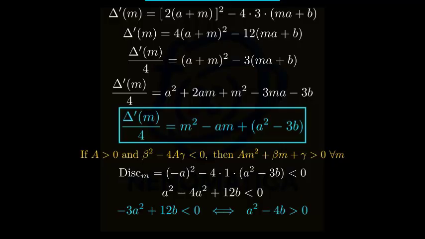Therefore, the quadratic in m is strictly positive for all real m, and hence the discriminant of the second quadratic is positive for every m.